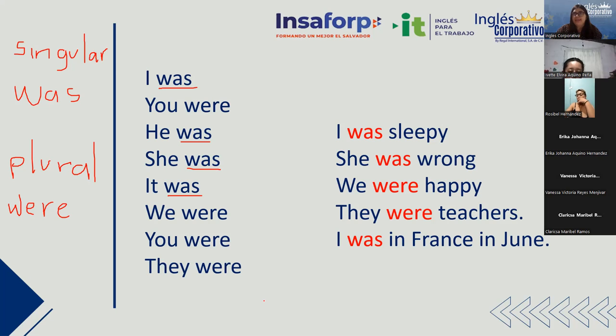But if I say the girl was at home. The girl es como que diga she. So she was. The girl was at home. The boy was in the car. I was in class. Right? So singular was, plural were.